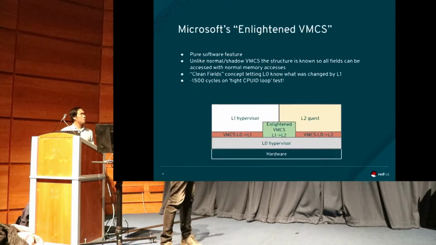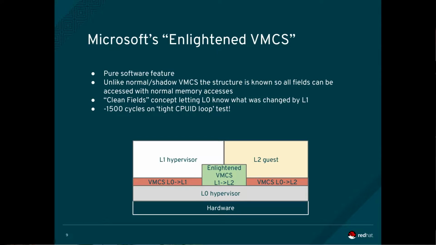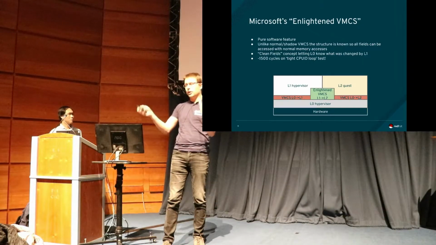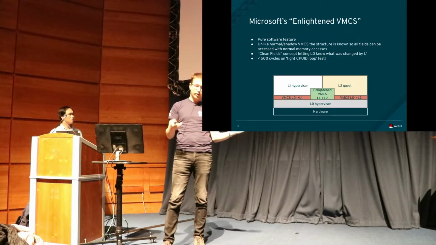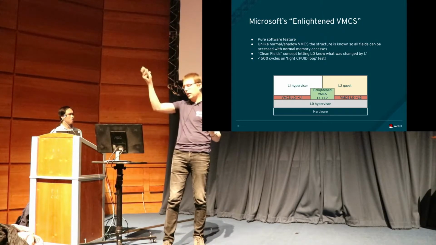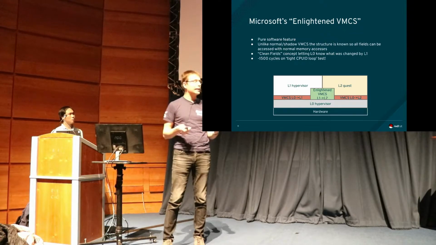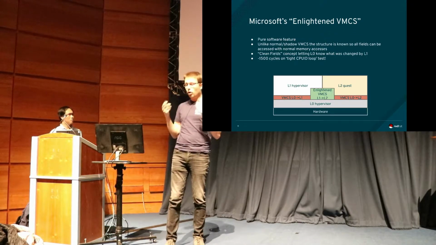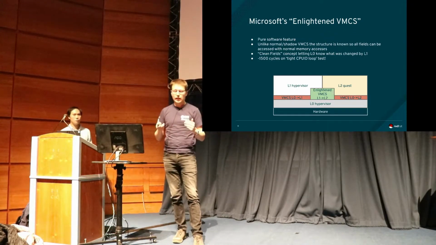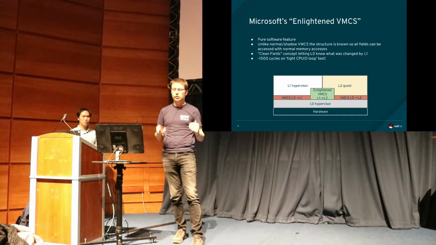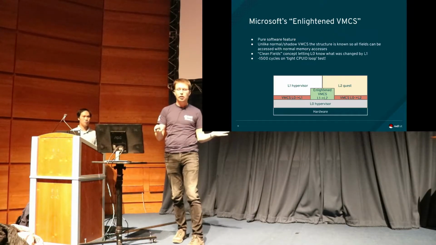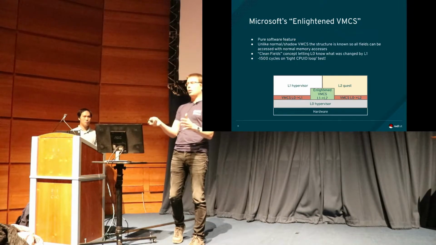So Microsoft came up with this Enlightened VMCS idea, which is a software feature, and basically it exposes the structure of this VMCS from level 0 to level 1. So level 1 can access it with normal memory accesses, and moreover, there is an interesting thing there: you have a field which tells the level 0 hypervisor which fields were changed by the level 1 hypervisor.